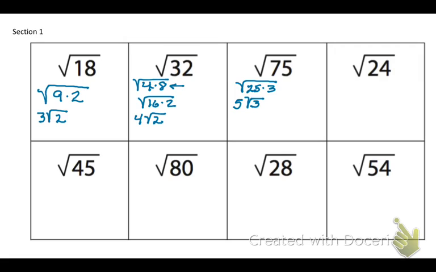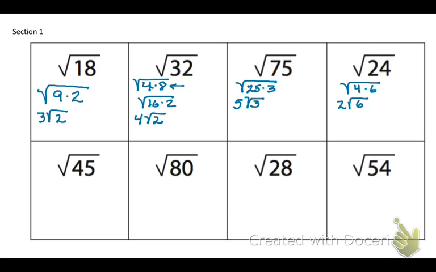Okay, 24. In this case, you could do 3 times 8. You could do 2 times 12. You could do 6 times 4. And I chose to do 6 times 4. So 4 times 6. I can take the square root of 4. I can't do anything with the 6. I can factor 6 into 2 times 3, but that's not going to help us any. There's no perfect squares in either 2 or 3.